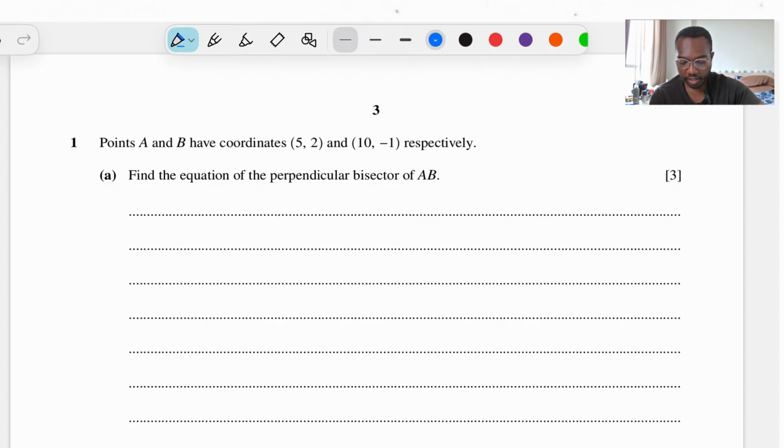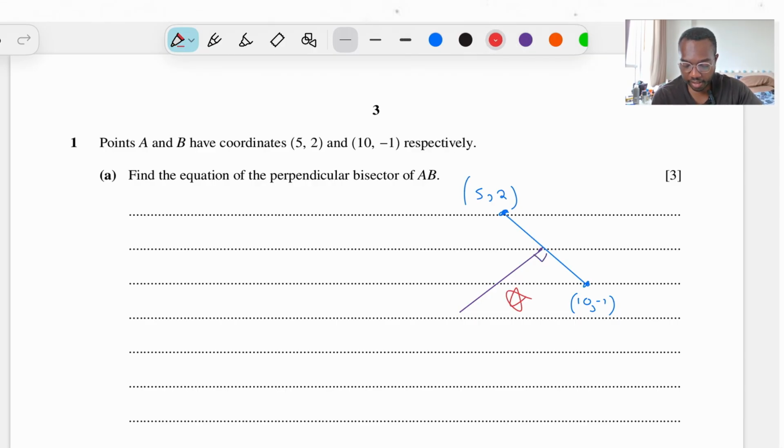Okay, so effectively, let's say we have a point here, which is (5, 2). And we have another point, let's say here, which is (10, -1). If we join these up like this, then what we want to do is find the perpendicular bisector. So if I use purple now, that would be at a right angle to that line. It'd be perpendicular to that line. Effectively, we just want to find the equation of this line here.